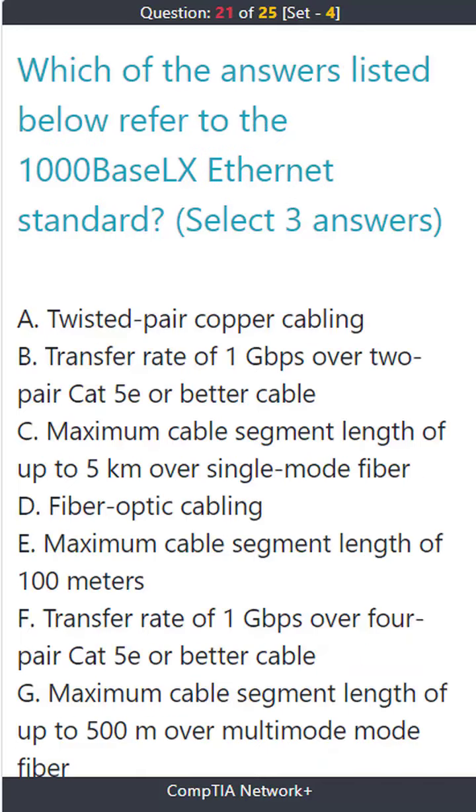Question 21. Which of the answers listed below refer to the 1000BASE-LX Ethernet standard? Select 3 answers. A. Twisted pair copper cabling, B. Transfer rate of 1 Gbps over 2 pair Cat5e or better cable, C. Maximum cable segment length of up to 5 km over single-mode fiber, D. Fiber optic cabling, E. Maximum cable segment length of 100 meters, F. Transfer rate of 1 Gbps over 4 pair Cat5e or better cable, G. Maximum cable segment length of up to 500 m over multi-mode fiber.